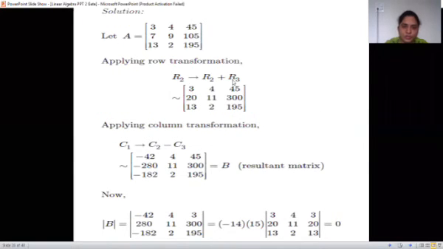Okay, after the first operation, the second row has changed, and after the next operation, the first column has changed. So this is your resultant matrix. Just check your matrix: minus 42, 4, 45; minus 280, 11, 300; minus 182, 2 and 195. Then the determinant is asked. It is minus 280. Yeah?